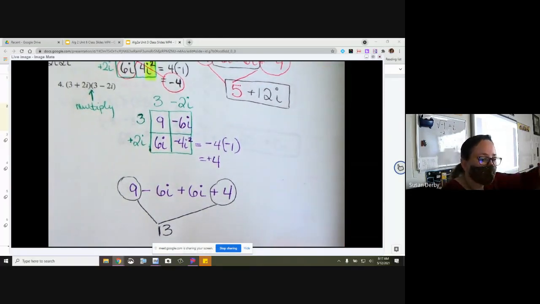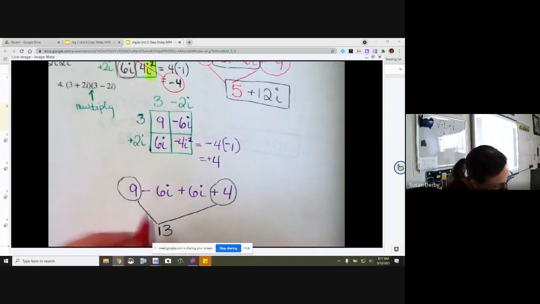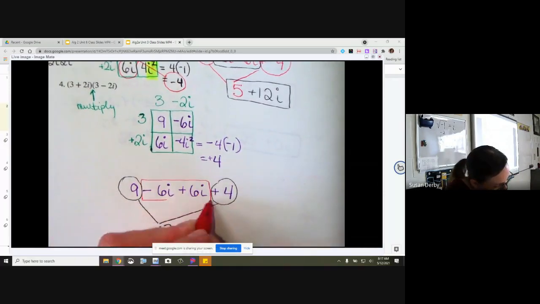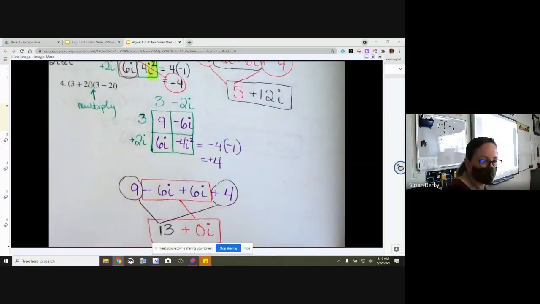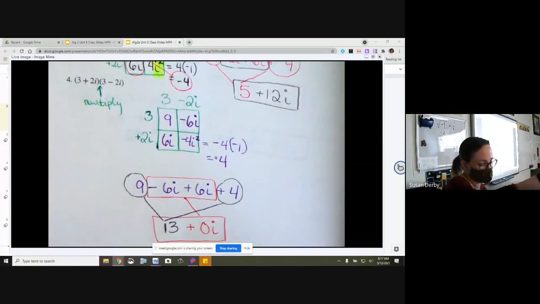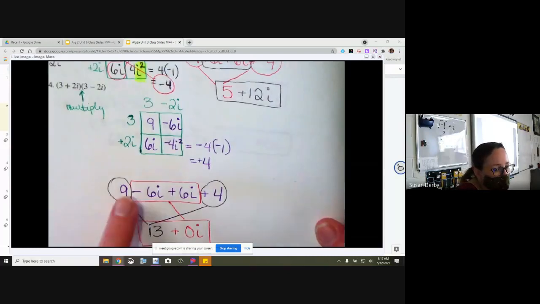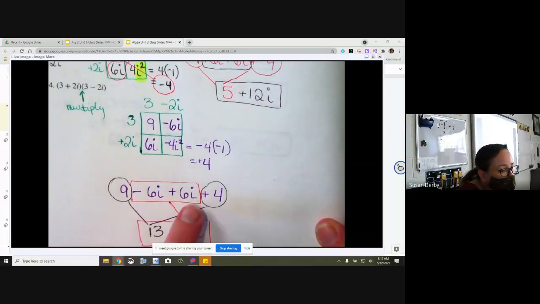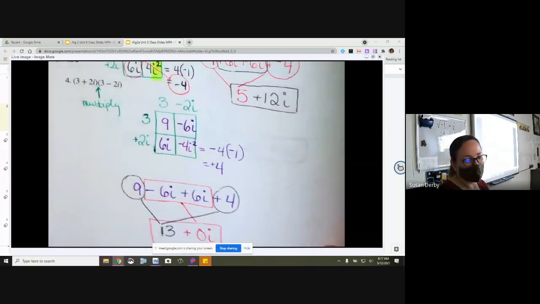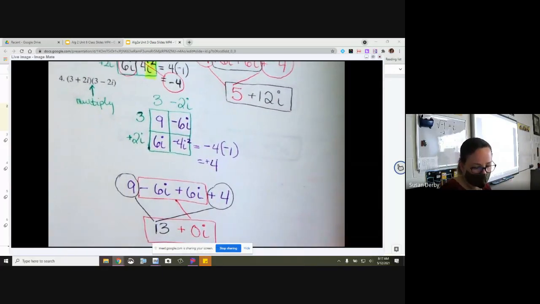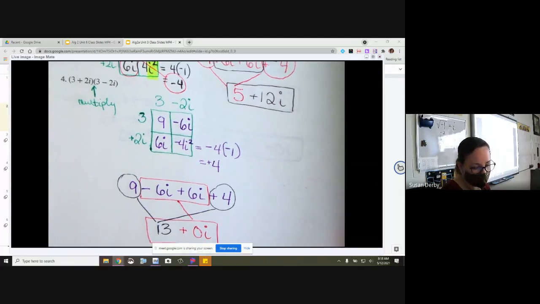And Faith, help me out with the i situation. What are we getting when we combine our two i numbers together? 0. Just like that, we've got a great answer to this problem. So we happen to have 6 negative i's and 6 positive i's. When we add those together, we will end up with 0 i's left over. So 0 i's going on.